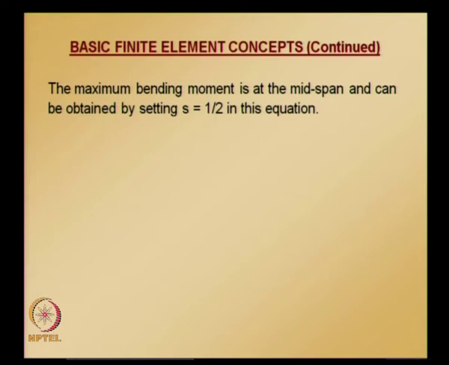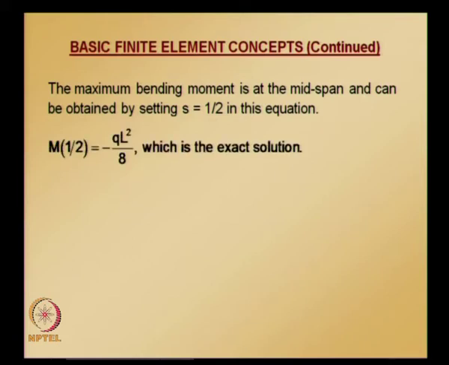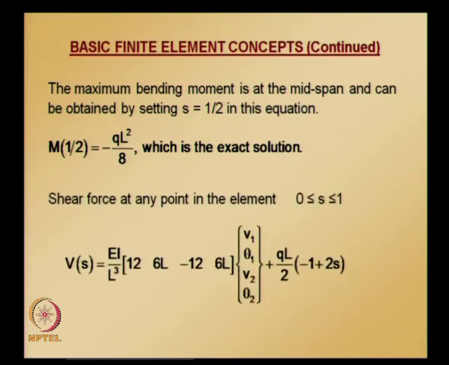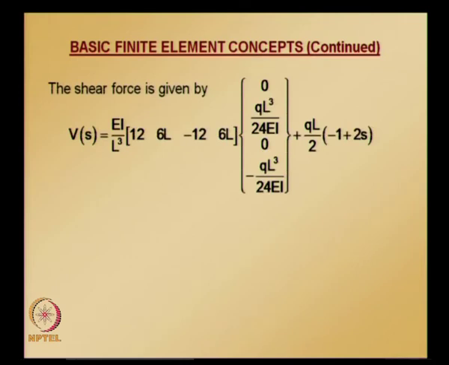Now, maximum bending moment occurs at the mid span, which is obtained by substituting S equal to half, and we get this value which now matches with the exact solution because we applied the fixed end moment correction. Again shear at any point, and substituting the nodal values V1, theta 1, V2, theta 2, you get this one.